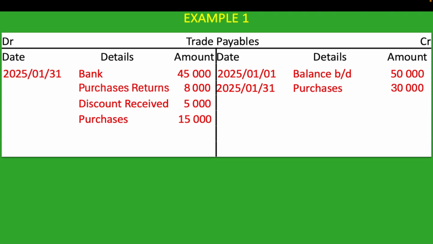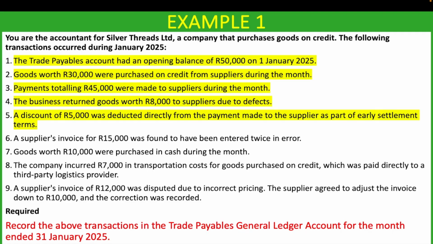You never record purchases on the debit side whenever you purchase from your suppliers. You always record it on the credit side. Unless it was incorrectly recorded, as is the case here, then we correct it by putting it in the opposite side, which is the debit side in this case. So let's go ahead and highlight that one.